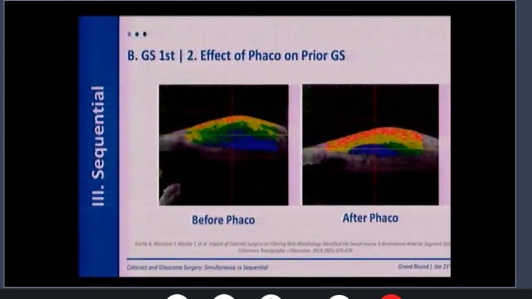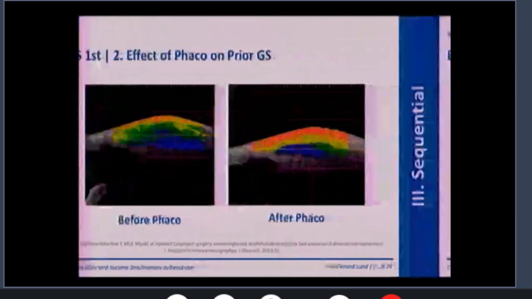And this is an OCT study of a patient that already has a bleb, and he underwent phaco. This is the photo before the phaco, and this is the photo after the phaco. The blue reflects the amount of fluid within the bleb, and the green, yellow, and red is the bleb wall. You can note that after phaco emulsification, the thickness of the bleb wall is higher compared to before phaco. So this will eventually translate into higher intraocular pressure levels.